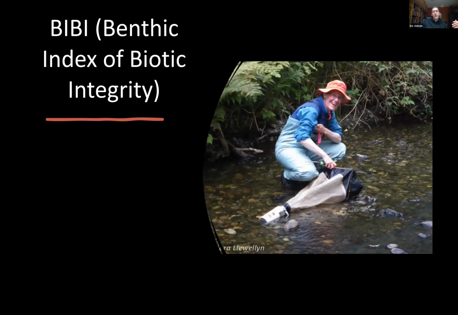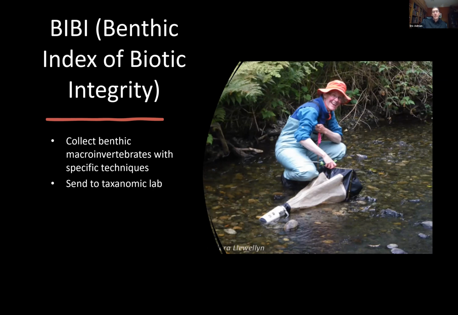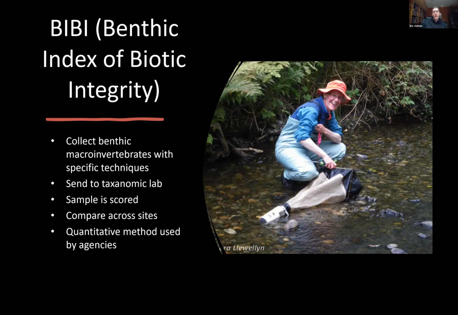So BIBI, you use a very specific set of techniques to, again, collect benthic macroinvertebrates. So you primarily use a specific type of net with a way to collect them. And then you preserve them in alcohol. You send them to a taxonomic lab. They come up with a particular score, and that's entered into a database called Puget Sound Benthos. And this is a quantitative method that's used by agencies.